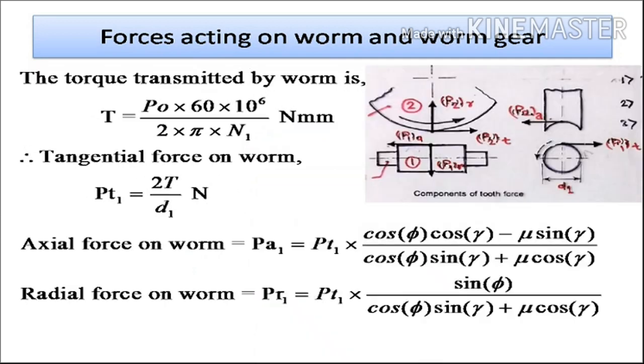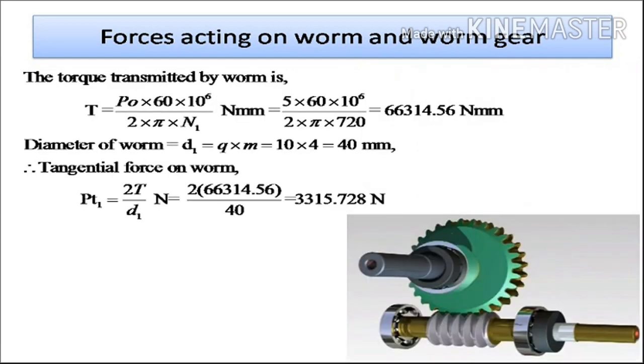So this is nothing but the equation for getting the tangential force on the worm. Similarly, the other forces, like the axial force on the worm, is given by this expression, and the radial force acting on the worm is given by this expression. These expressions are in terms of tangential force, pressure angle and gamma, that is the lead angle of the worm. So if I know these three quantities, I can get the axial force and the radial force also. First I have to get the tangential force, so now I will calculate it.